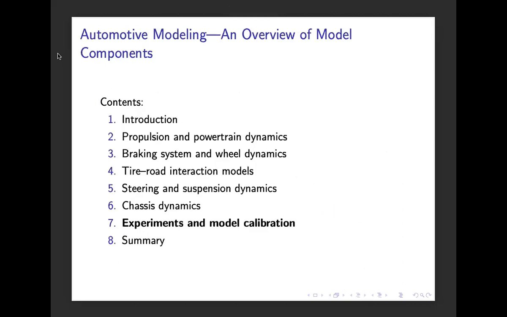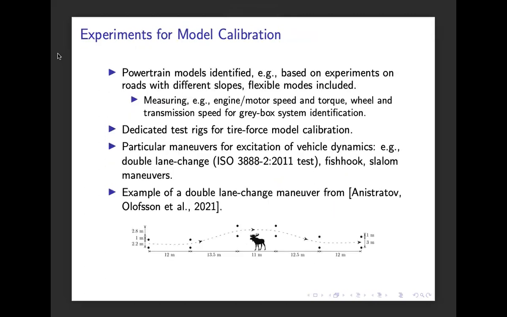Okay, so the next to final part, I will just say something about experiments and model calibration. When it comes to the powertrain models and powertrain dynamics, that is often identified based on experiments where you drive a vehicle on different roads with different slopes and different heights, so that you excite different parts of the powertrain dynamics. So that we can identify, for example, the flexible modes in the shafts and the clutch and so on to determine these kinds of models.